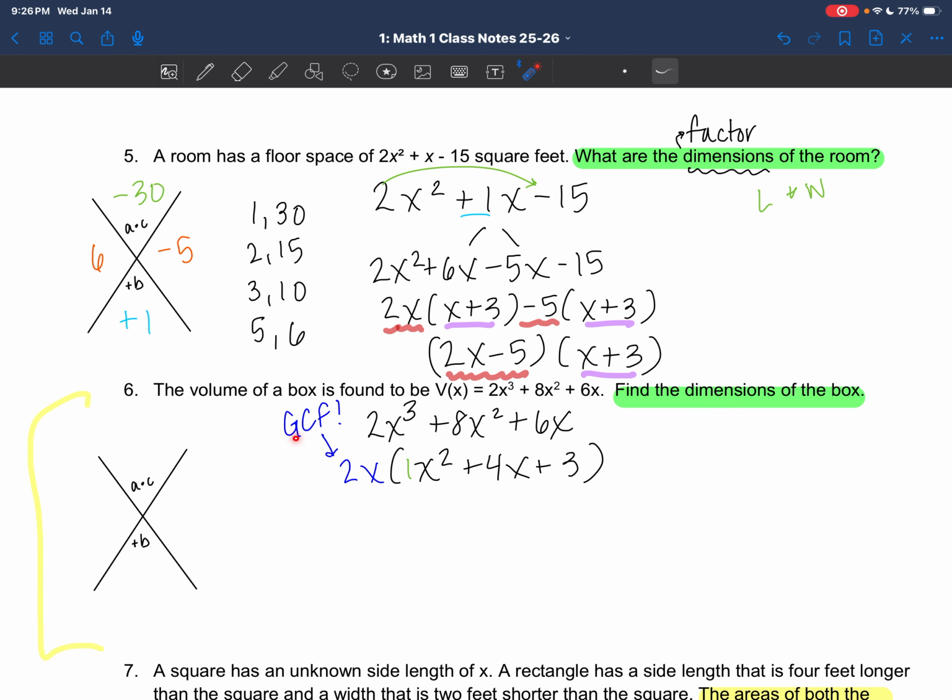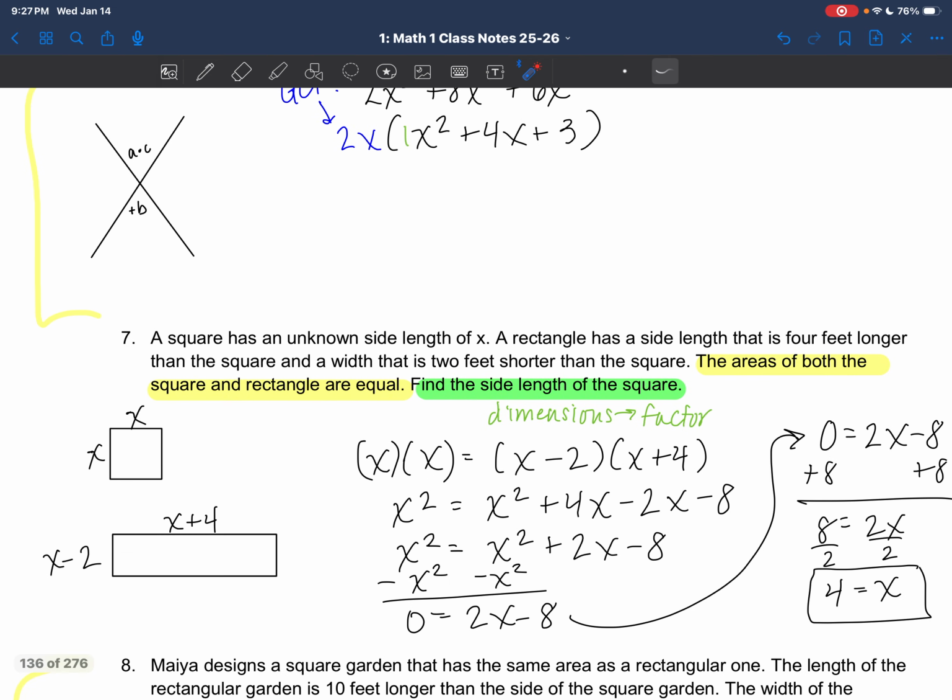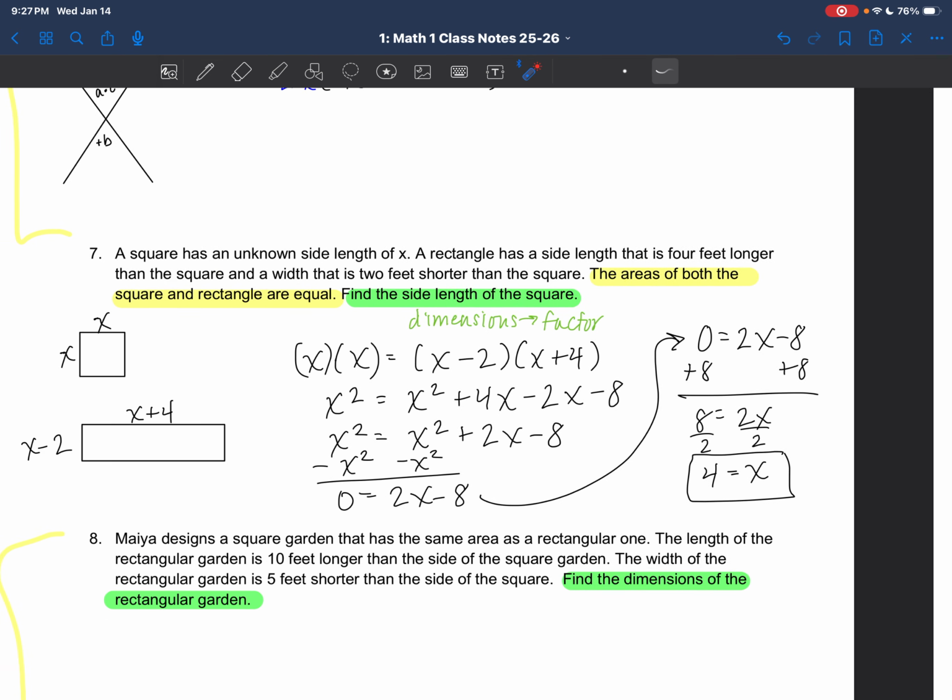All right, so what you're going to do is you're going to do this problem, but I did start it off for you because there is a GCF. So now what you're going to do is you have a GCF of 2x, so you're just going to leave that. And we're only worried about factoring this part. Just don't forget to bring down the 2x at the end. All right, now let's get into this one.